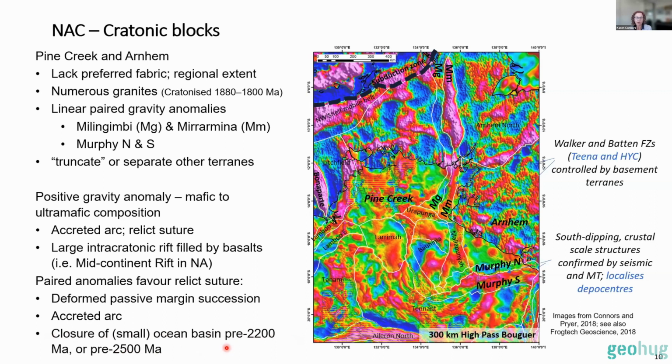So there's probably closure of a small ocean basin, certainly prior to 2200, and potentially during those really early stages of the evolution of the North Australian Craton, but we don't have any evidence on the timing. So this is key because we're looking at the controls on the basins that host the lead zinc mineralization.